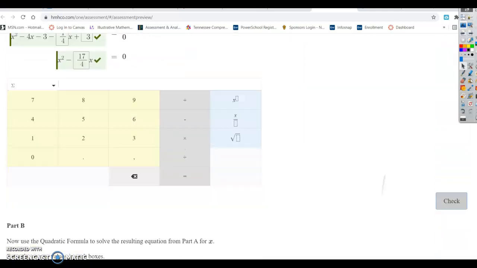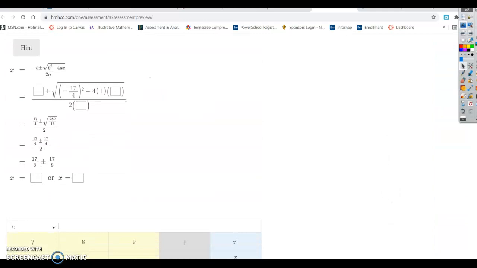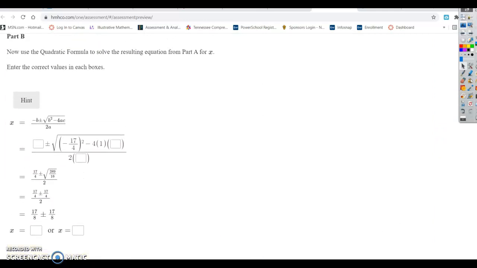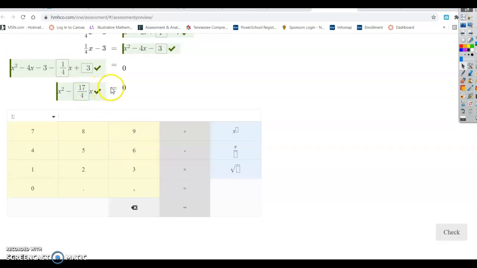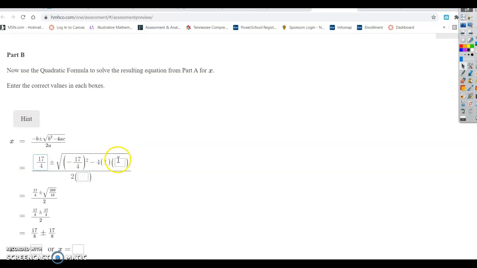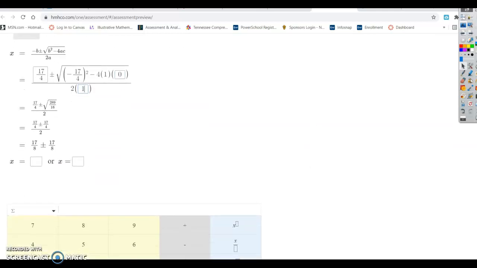All right, let's see if we can do this quickly. This is not the easiest method, so I'm not sure why they're doing this, but we'll look at it here. So b is 17/4 plus or minus the square root of b squared minus 4ac. If we look up here, there was no c value. There's no number left, so c would be 0. And 2 times a is just 2, because it was 1x squared.